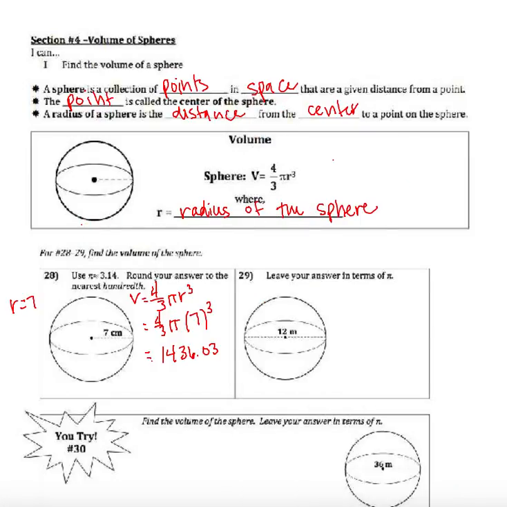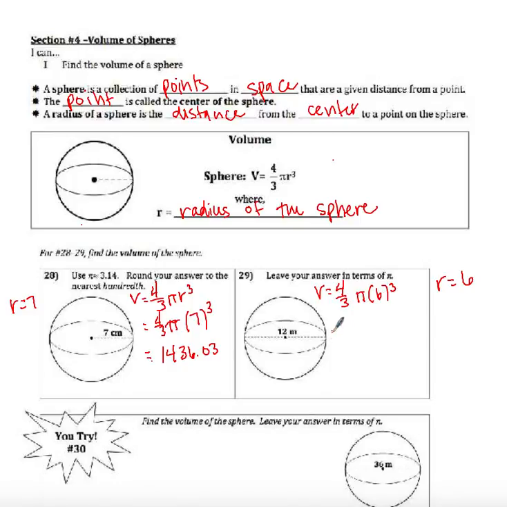All right, number 29 says leave your answer in terms of pi. That means we're not going to plug pi into our calculator. We're just going to deal with the numbers. First we need the radius of the sphere. We are given the diameter in this picture, and our diameter is 12, so our radius would be half of that, which is 6. So we plug into our volume formula, 4 over 3 pi times 6 cubed.